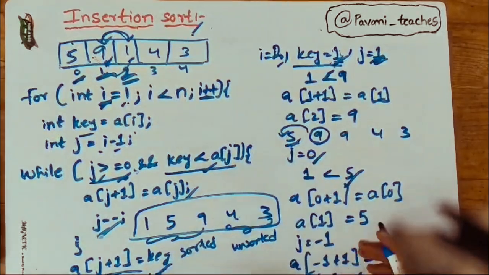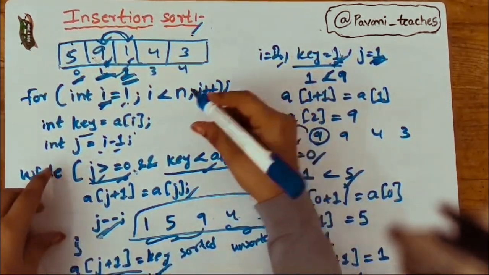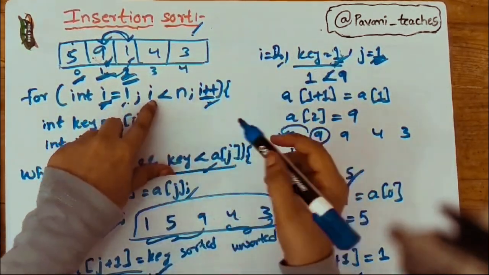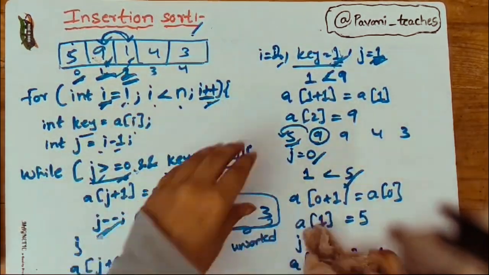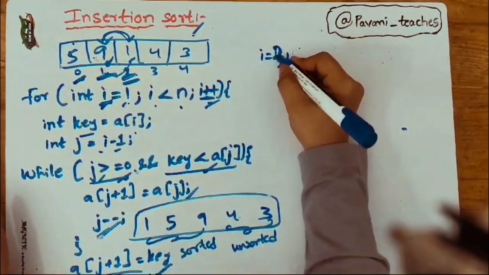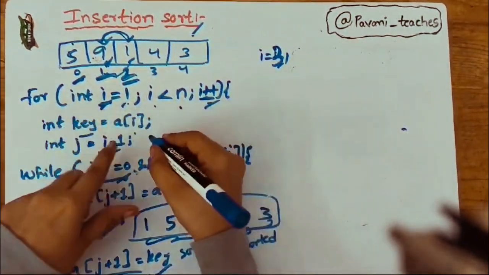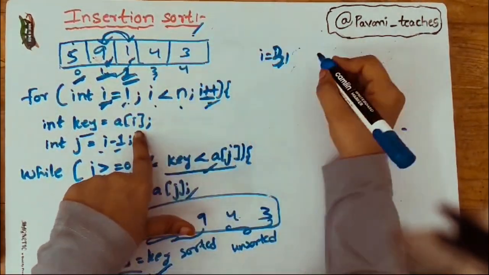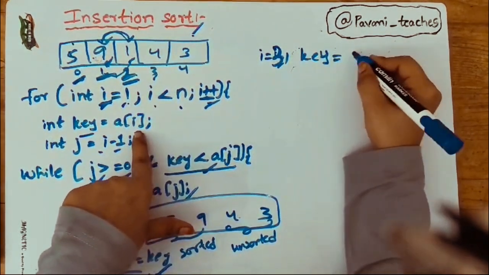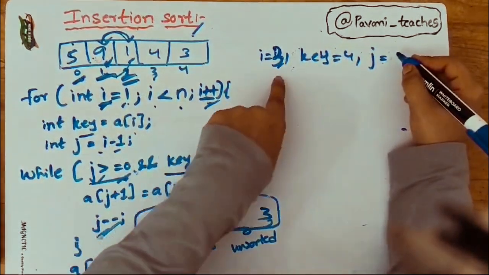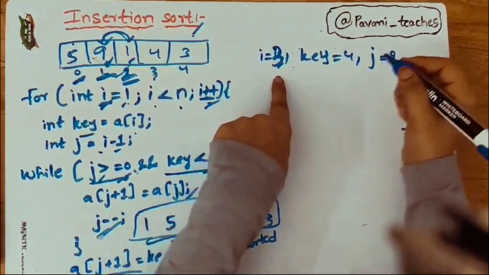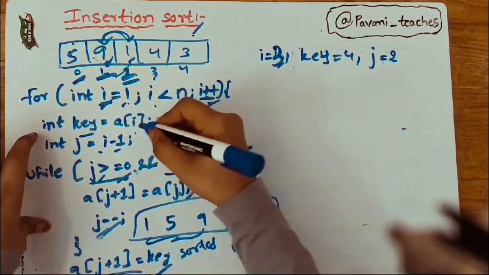Okay, again we have to increment the i value by 1 and we'll check the condition as 3 is less than n. Okay, now I'll increment the i value, i equal to 3. If i equal to 3, then the key value will be 4. Okay, key value will be 4 and j will be equal to 3 minus 1, which is equal to 2. Okay, we have assigned all these values.